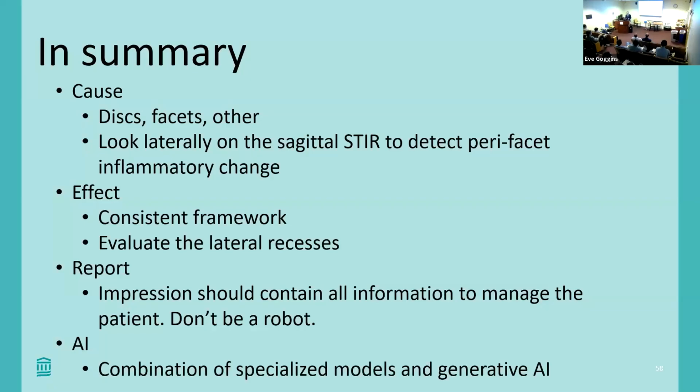AI is coming. There's a lot of progress, but still a long ways off from a universal system to create a unified, helpful report.